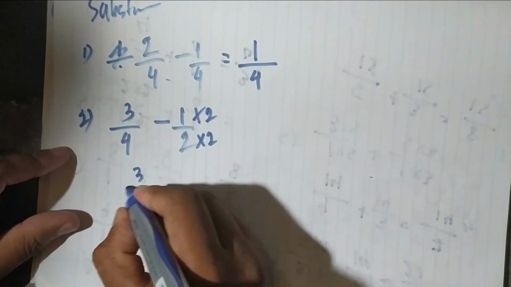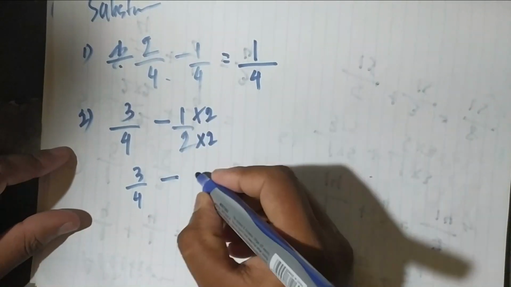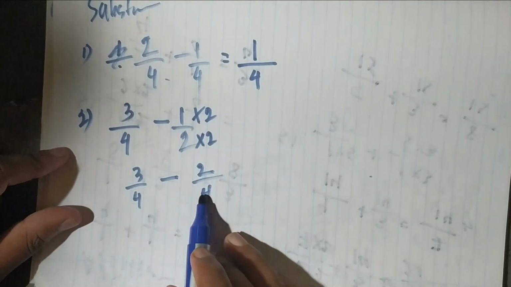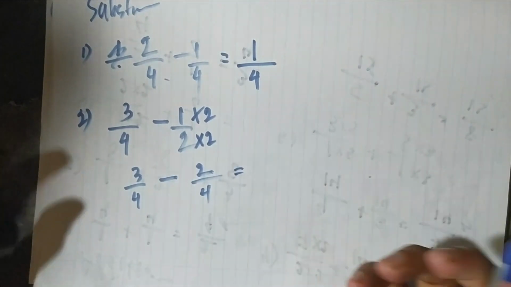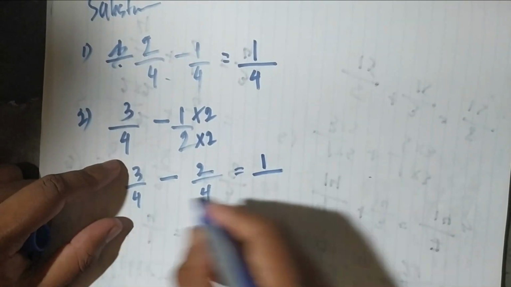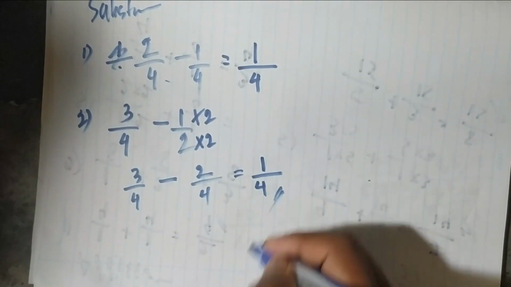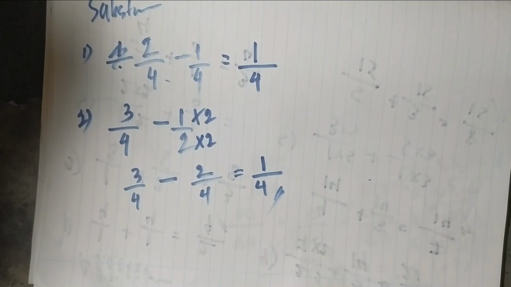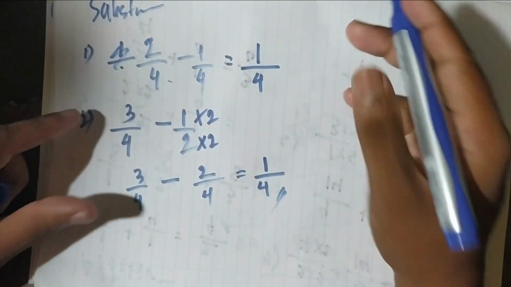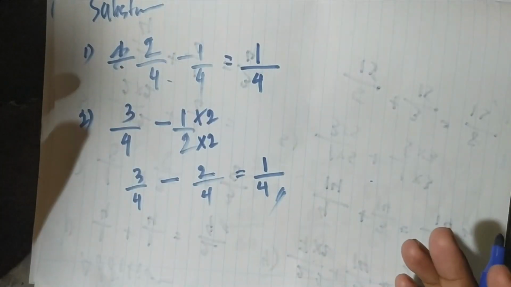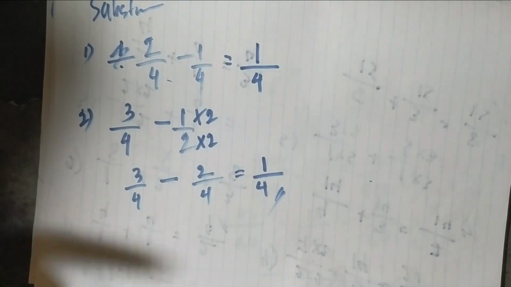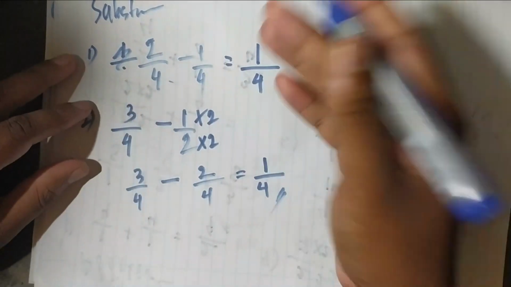Now you can see this one 3 over 4 minus 1 into 2 is 2, 2 into 2 is 4. So now the denominators are same. So what you can do? Just subtract the numerators. So 3 minus 2 is 1. Denominators are same. Don't subtract it. Just keep it safe. So this is what we call subtraction. So I am taking another question like this. I am taking addition and subtraction together. If it is together, how to do the question?